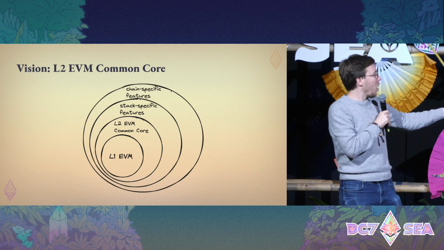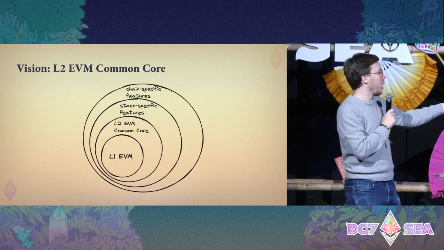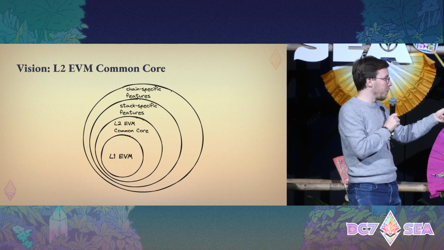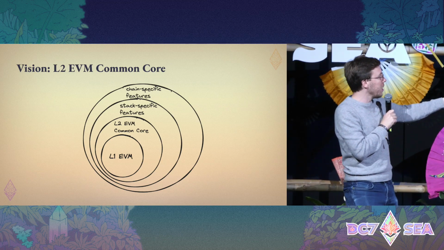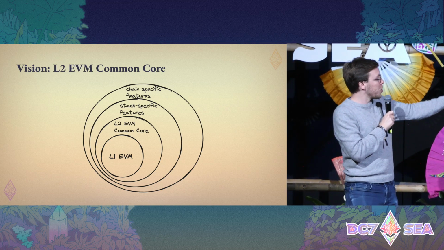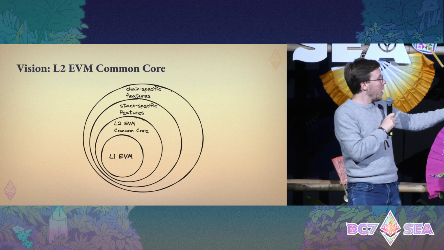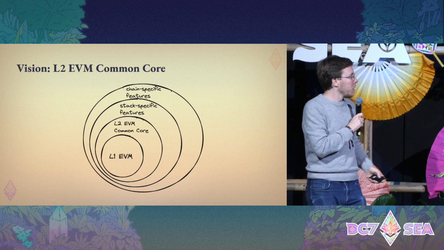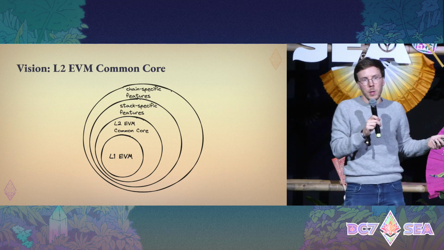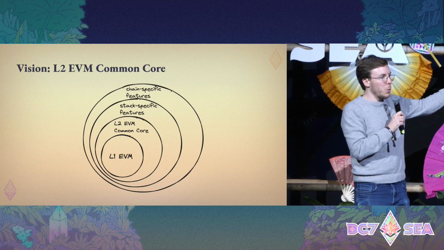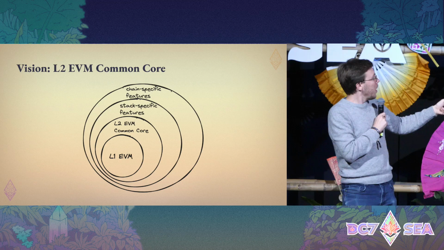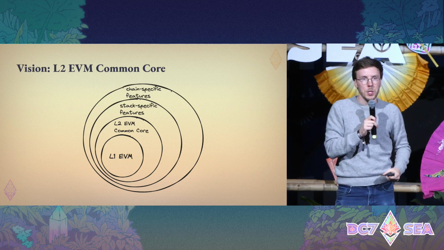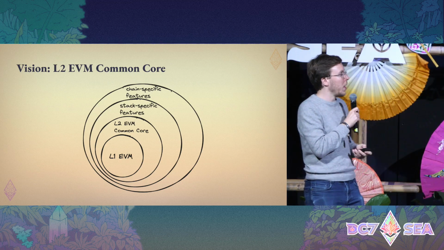Just to illustrate, I brought an image. That's basically how you can think of the feature set of a rollup, right? You have the L1 EVM as the core. Everyone supports all the features of the L1 EVM. In the future, there would be this extra ring, which is the L2 EVM Common Core, that everyone on the rollup side would also support. Then, of course, you have stack-specific features. If you are on one of the OP Stack chains, that would be OP Stack features. If you're on Polygon, that's the Polygon features, etc. And then every chain also has some features that make it unique, right? That's the outermost ring.